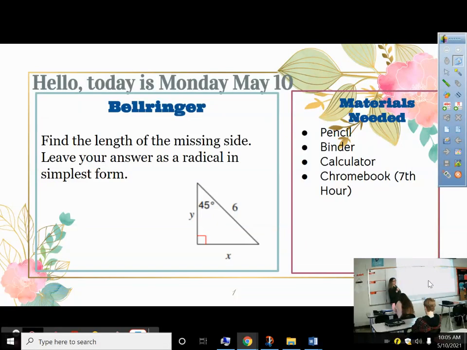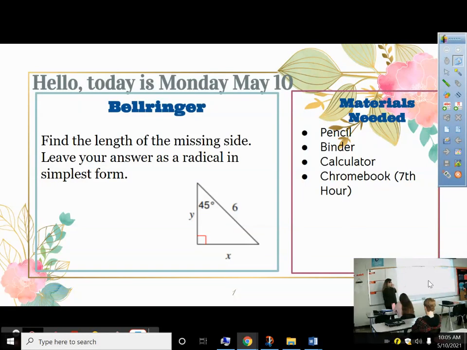So notice how quickly I'm able to solve that without actually going through and doing all of this work here. That's what your plan should be also. That's what your goal should be, to be able to automatically simplify it very quickly. All right, what questions do you have for me on the bell ringer?